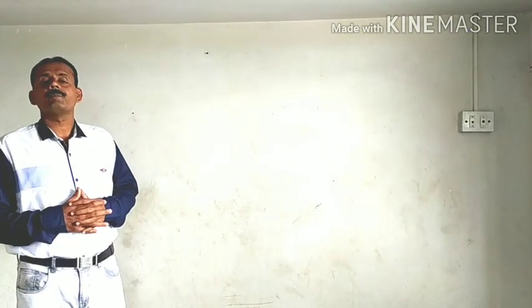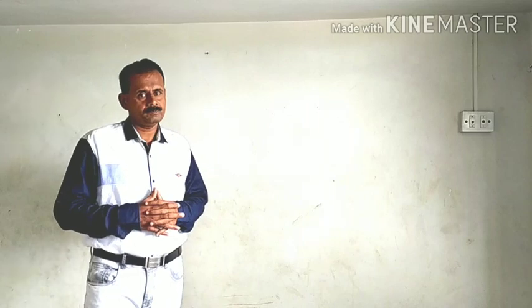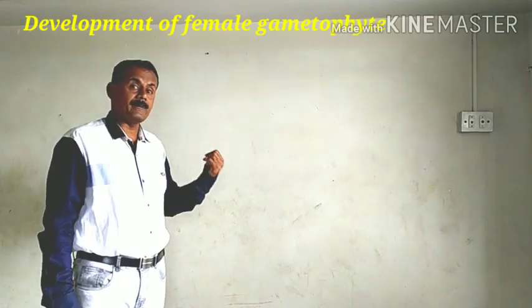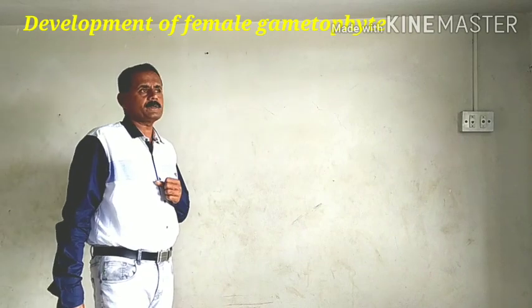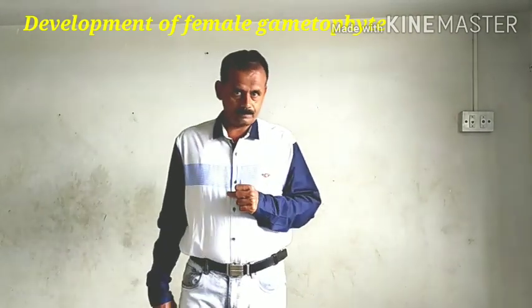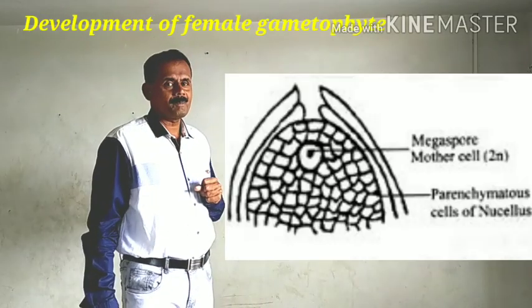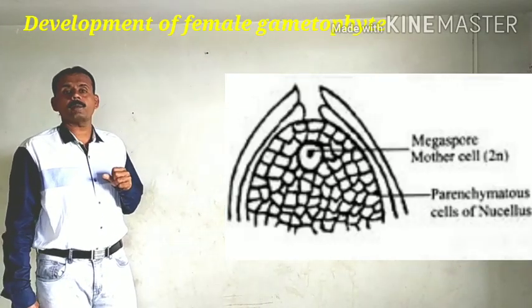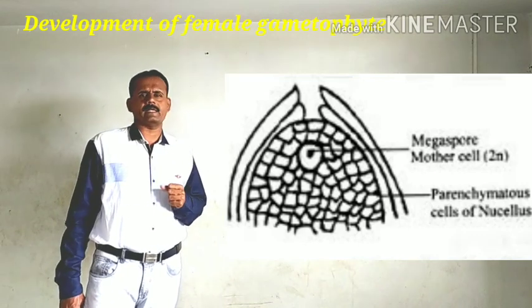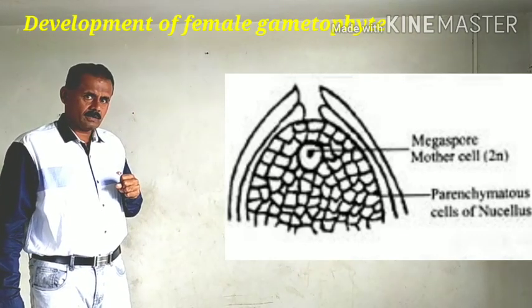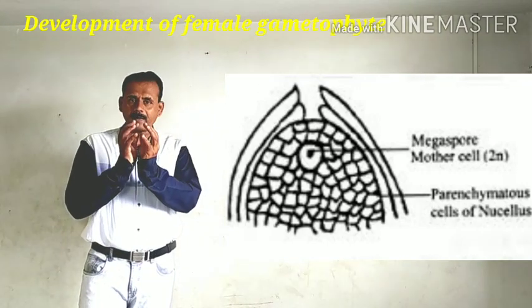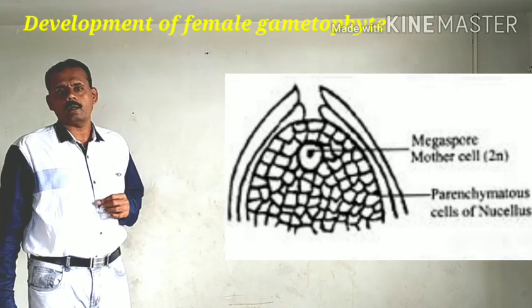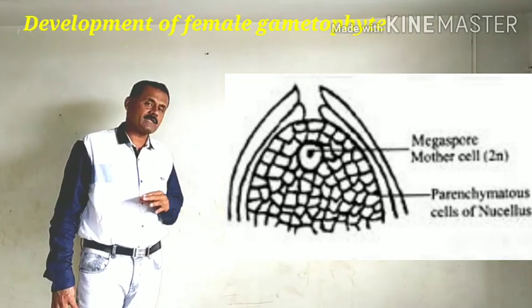Then we will see the formation or development of the female gametophyte. How does the female gametophyte develop in the ovule? The female gametophyte is produced from the megaspore. Then how is the megaspore formed? The megaspore is formed from any one cell of the nucellus. What is the nucellus basically? Before formation of the embryo sac, the nucellus is made up of a group of parenchymatous cells.